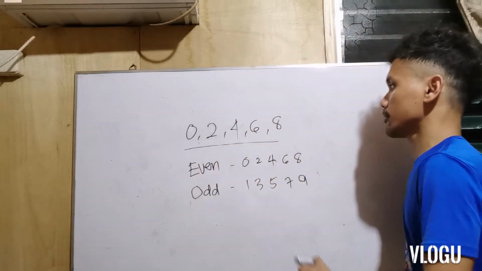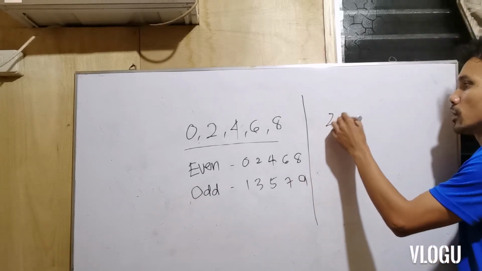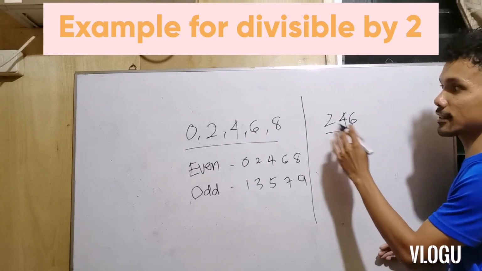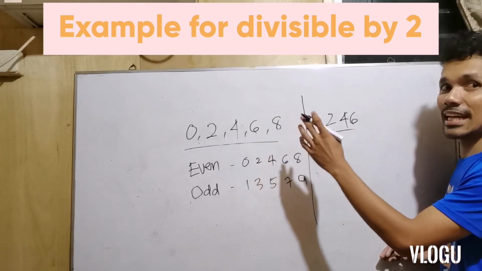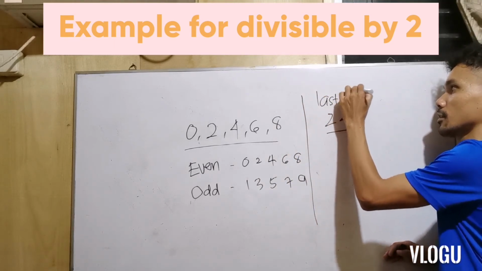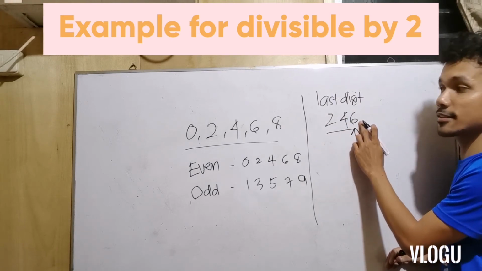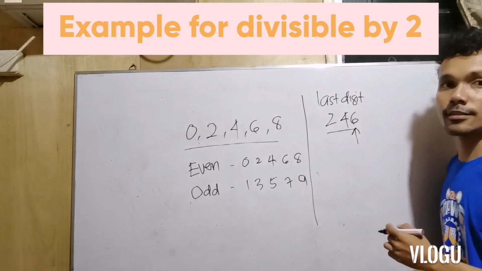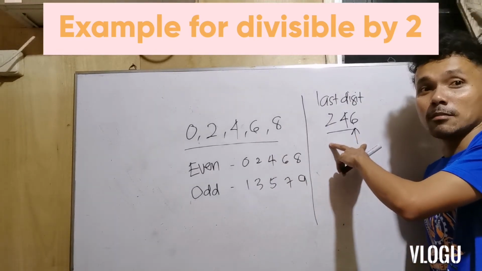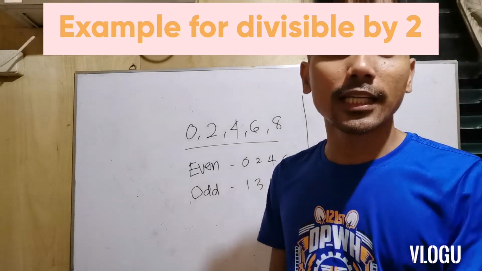Now, how do we illustrate it? Let's take an example. Halimbawa, 246. The last digit, di ba sabi natin kanina, is 6. 6 is an even number. Therefore, 246 is divisible by 2. But it's quite obvious. Pag titingnan mo lang by mata-mata, mga 1.5 seconds, 246 is an even number, and obviously, that is divisible by 2.